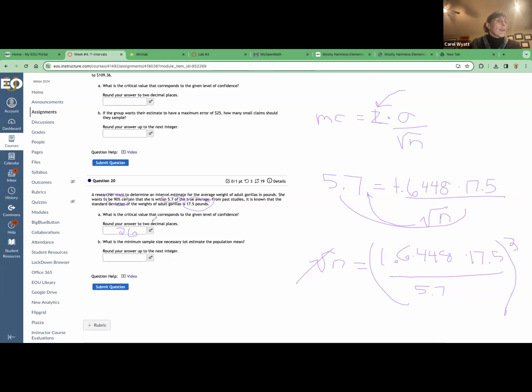I want the critical value first. So this is that 1.6448. To 2 decimal places it is 1.64. And then rounding up to the next integer, we want 26 here. And that's how you do question number 20.